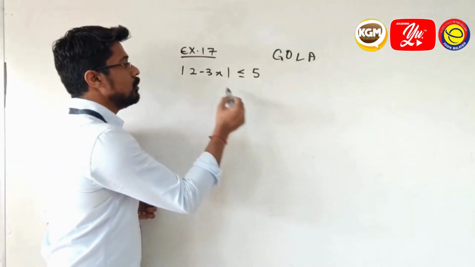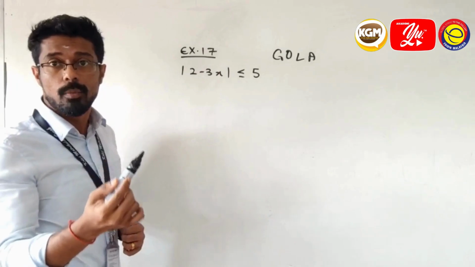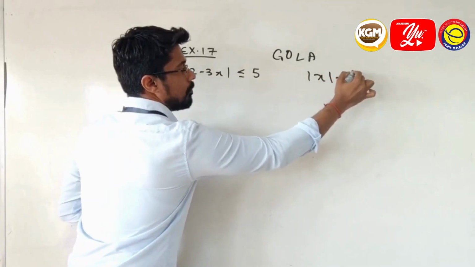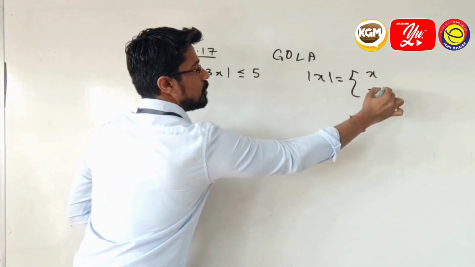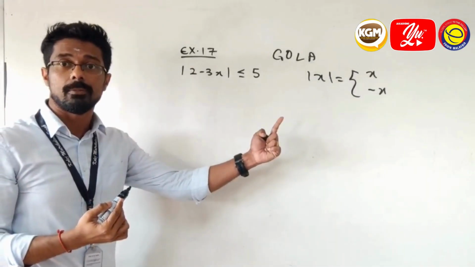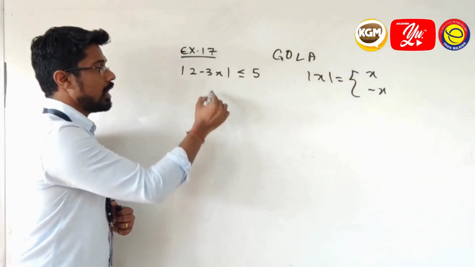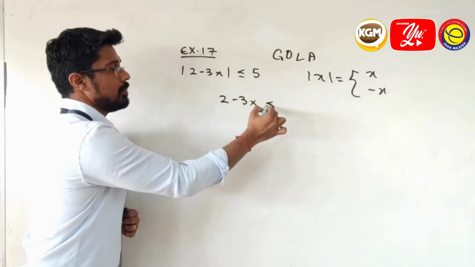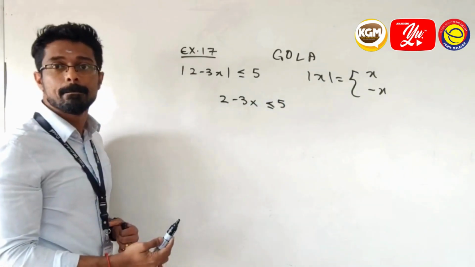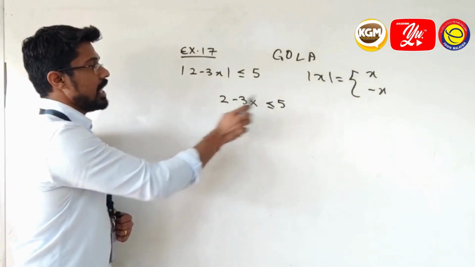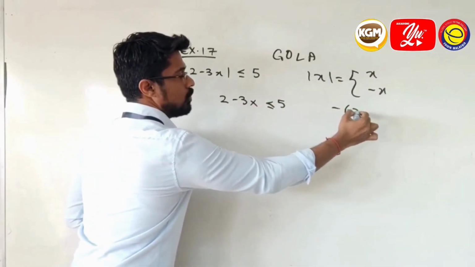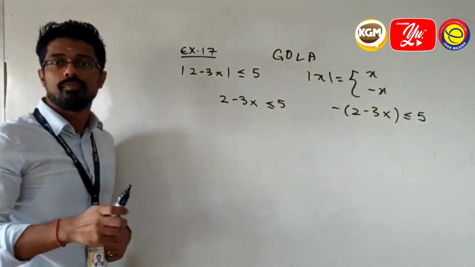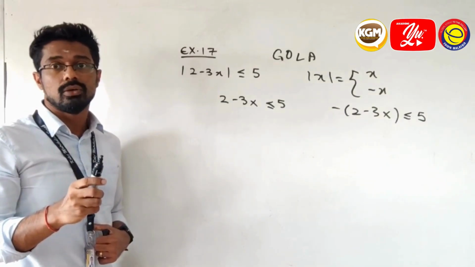Very simple. You know when you got modulus, you open up, meaning to say, according to definition, one you write as positive, one you write as negative. That's the definition, right? So what I do now, this guy I open up, one is positive. I don't disturb the sign, I don't disturb the number. Then the other one is negative, so it is negative of 2 minus 3x. I don't disturb the sign, I don't disturb the number. Hope the first step is very clear to you.